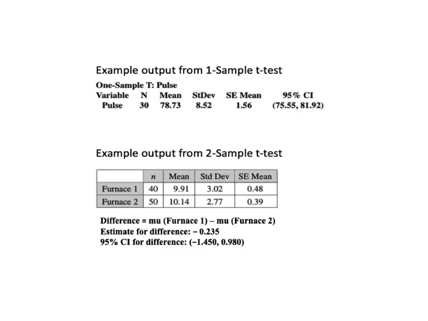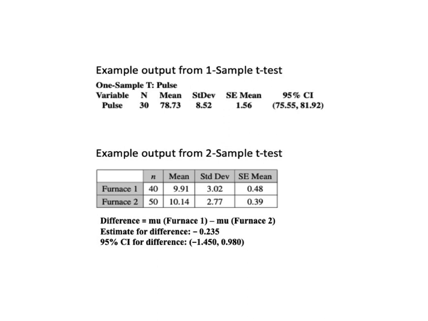Here are 2 examples of outputs from different statistical software. The first is from a 1-sample t-test. The second is from a 2-sample t-test. In the first example, we are analyzing the variable pulse. The sample mean was calculated as 78.73.